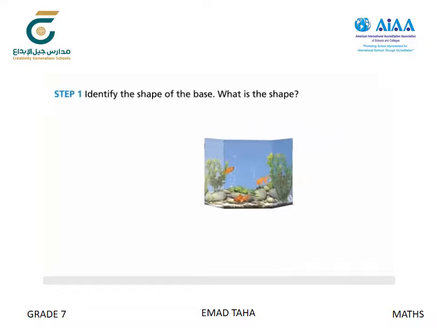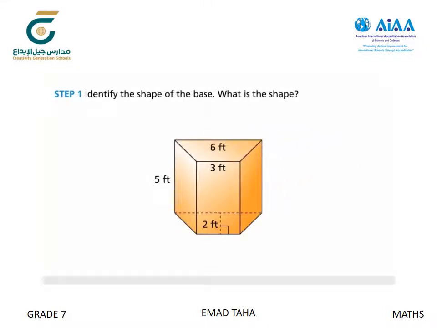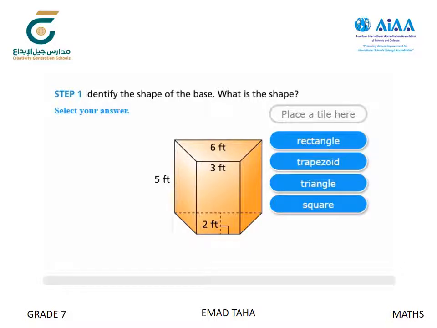The first step is to identify the shape of the base. What is the shape? Select your answer. Okay, the shape of the base. Here, this is the base. The base has 4 sides. Are these 4 sides each two opposite parallel or equal? No, so it's not a rectangle and not a square.